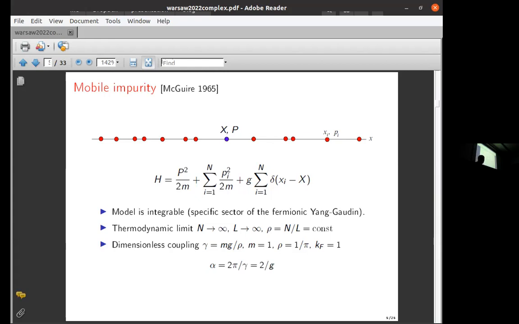All right, so the beauty of the system is that actually it is integrable. It's a particular sector of what is called the Yang-Gaudin system. I will not deliberate on this integrability. I just say that in this case, it literally allows us to solve this system explicitly. And in the next few slides, I will just describe its solution, well, the result of the solution.